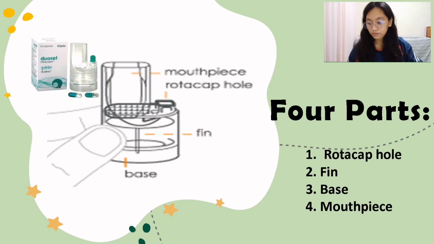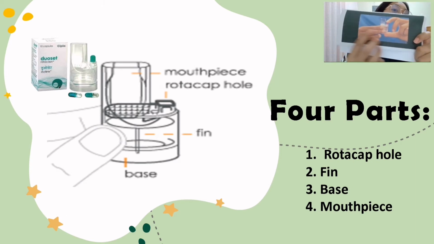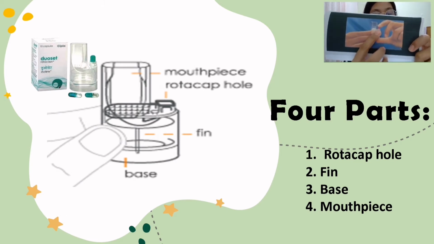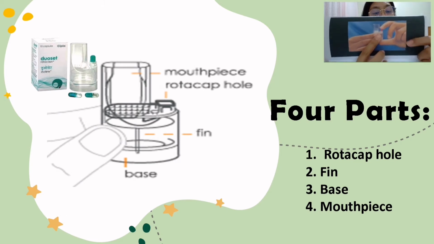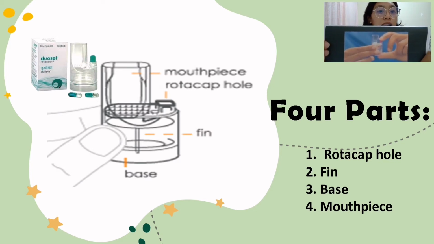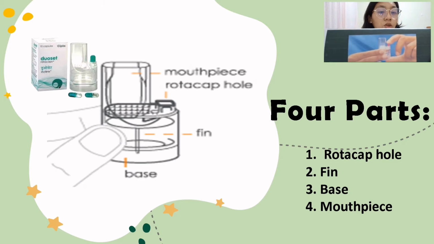For the Rotacap hole, it has a square hole where the Rotacap is inserted, where its transparent end faces downward, while the colored part is on the top. So here in the example picture, you can see that the Rotacap hole is where the capsule is being inserted. It is important to take note that the colored part must be on the upper part and the transparent end must be on the lower part.